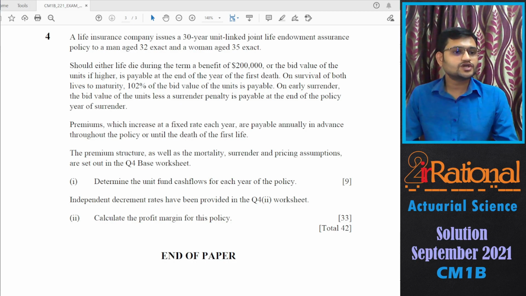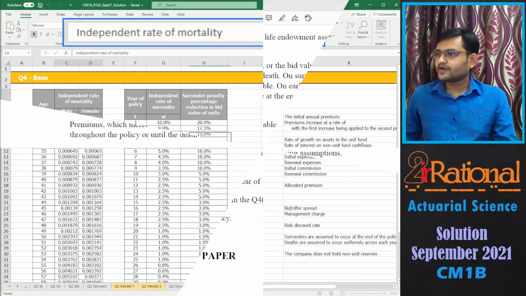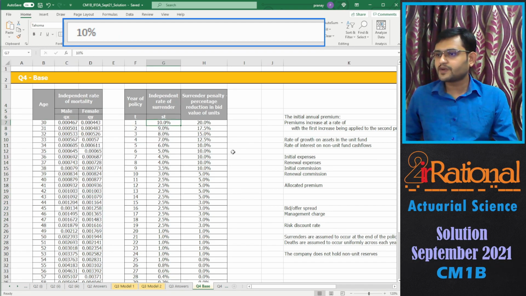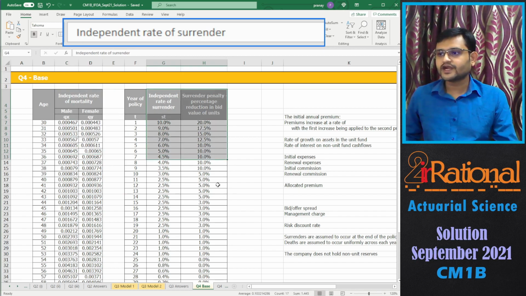The premium structure as well as the mortality, surrender and pricing assumptions are set out in the question 4 base worksheet. Determine the unit fund cash flow for each year of the policy. So first we have to calculate the unit fund, and later on we have to calculate our profit margin. For the unit fund, we do not care whether we are talking about single life or joint life. They have given us independent rates of mortality. We will take that in the next part. In the first part, that is not important to us. Even the surrenders are not important to us.